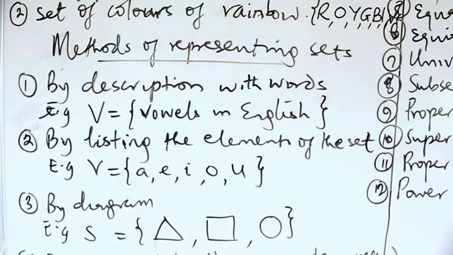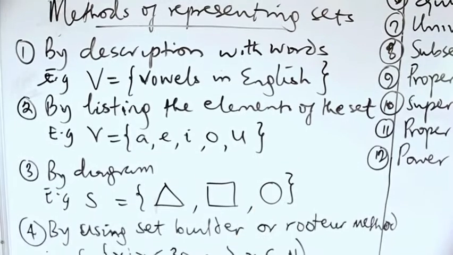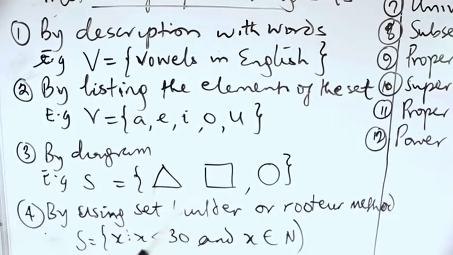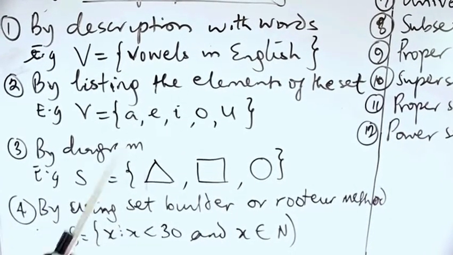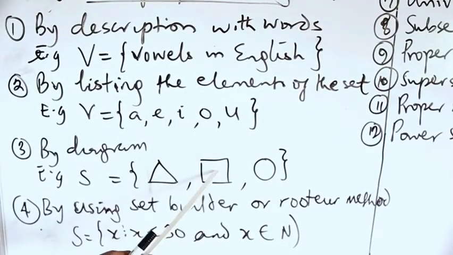Then the third one is by diagram. If you look at this example given, set S is set of plane shapes. I gave you some of the examples of plane shapes. The first one is what? A triangle. The second one is what? A rectangle. The third one is what? A circle. That's another example of how to represent sets.